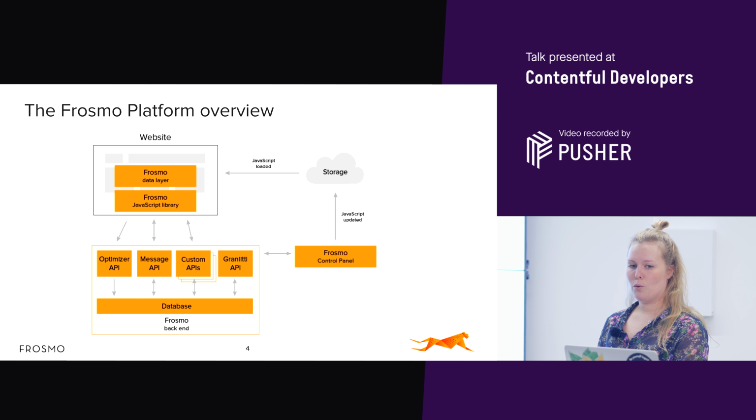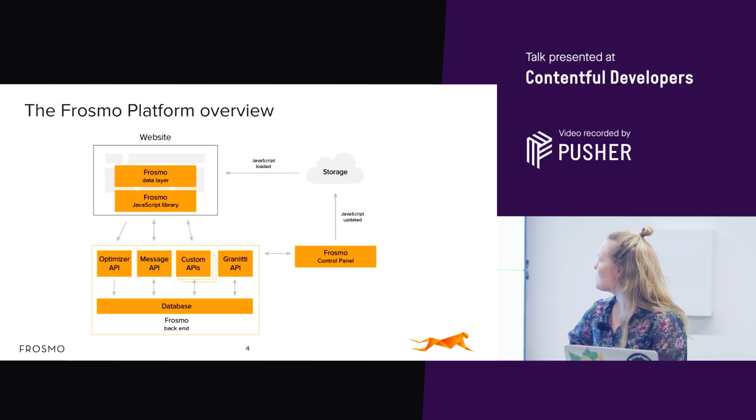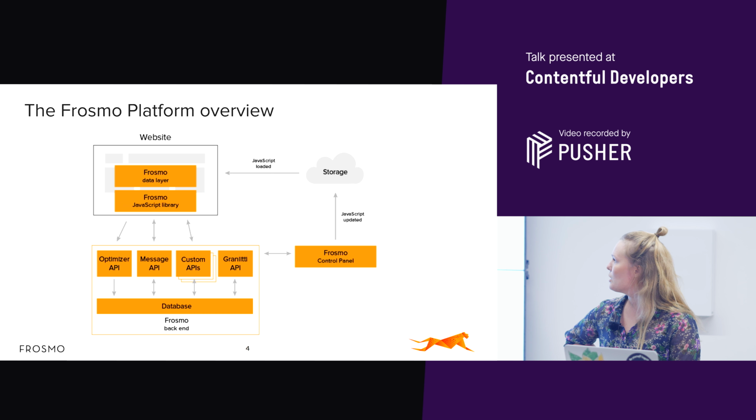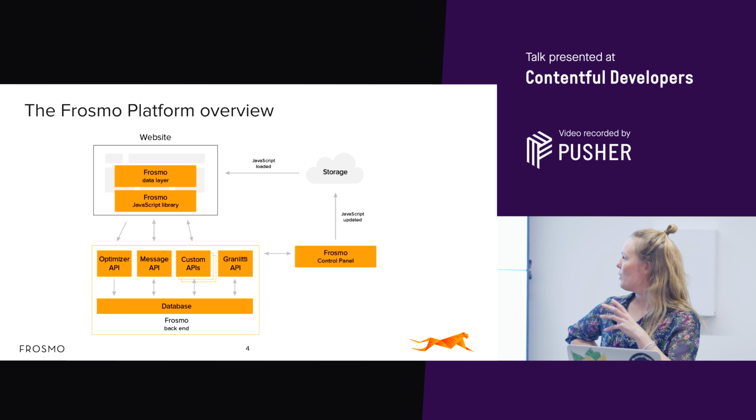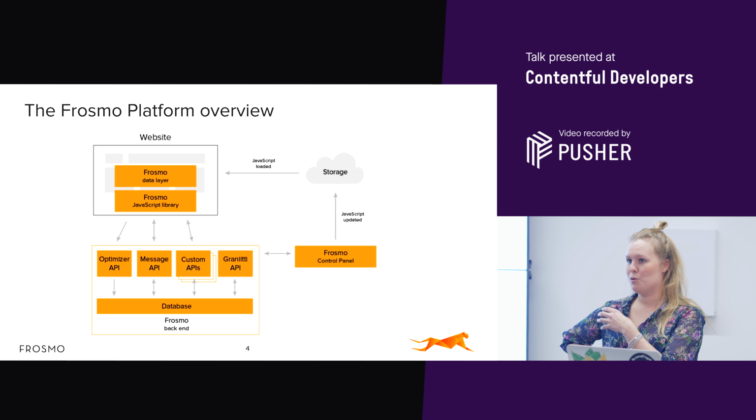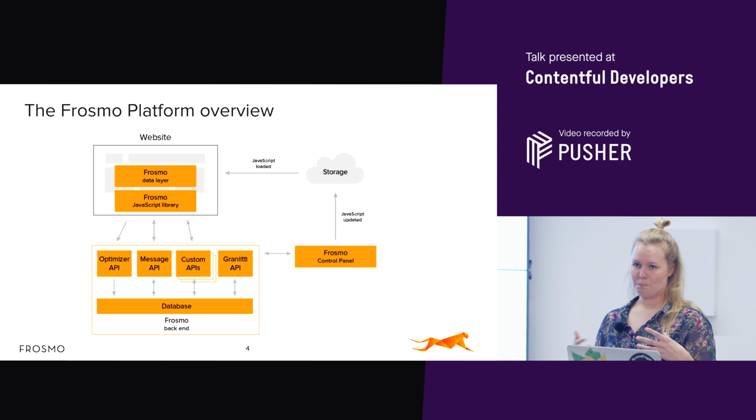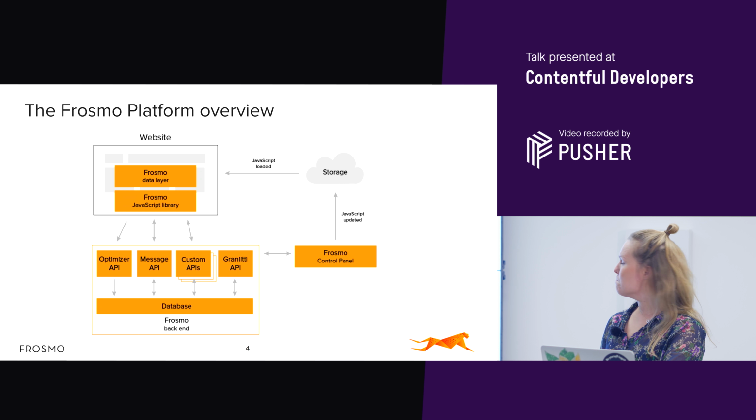I want to give you a quick glance of how our platform works in a very simple manner. We work through a JavaScript tag on the website, which queries either content or pushes data to our backend. And then we have a graphical UI called Frosmo Control Panel that you can do all your adjustments in.